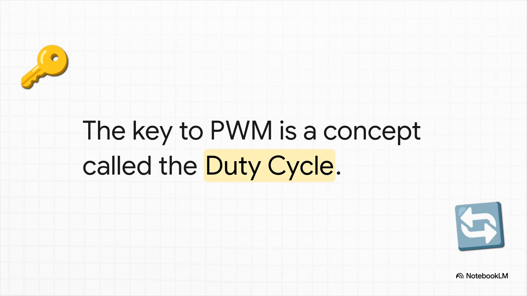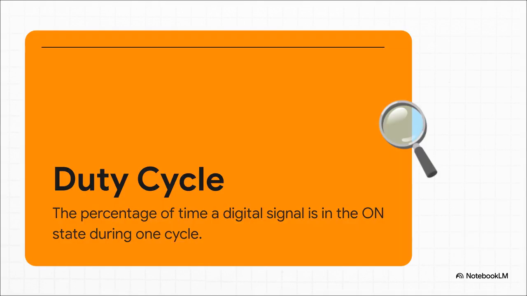Just imagine you're flicking a light switch on and off so fast that your eyes can't possibly keep up. The duty cycle is just the percentage of time that the switch is in the on position during one of those super fast flicks. Let's just put a slightly more formal definition on that. The duty cycle is the percentage of time a digital signal is on during one complete cycle. So a low duty cycle means the signal is mostly off, with just a little blip of on. A high duty cycle means it's mostly on. This percentage, this is the one number we're going to control to make all the magic happen.